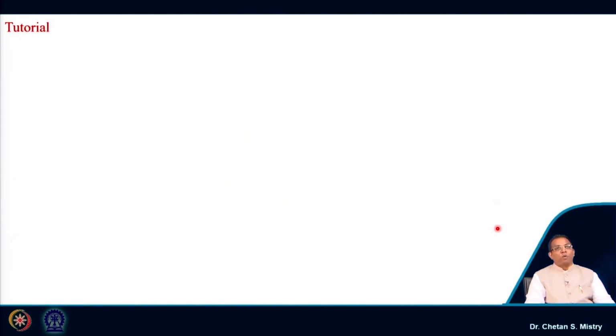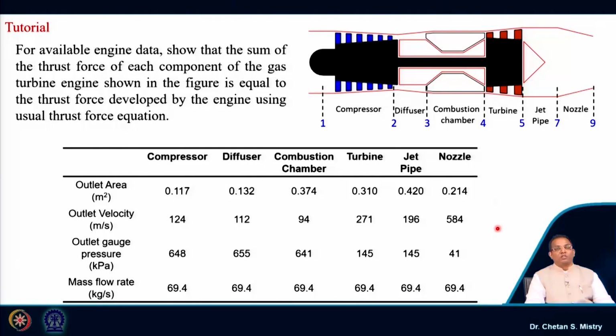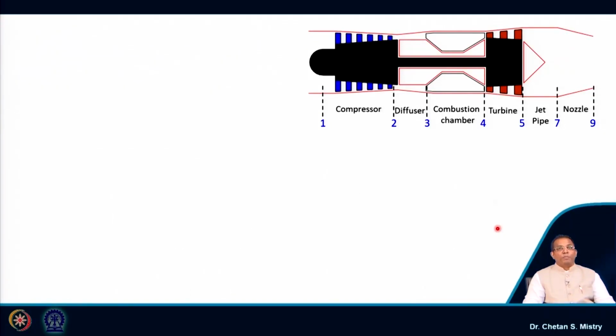Based on this, we have asked to solve the numerical. This is a numerical that was given as a tutorial, and here we have given different numbers in terms of area, outlet velocity, pressure and mass flow rate at different component entries, say maybe compressor, diffuser, combustion chamber, turbine, jet pipe and the nozzle. So, let us try to analyze this numerical.